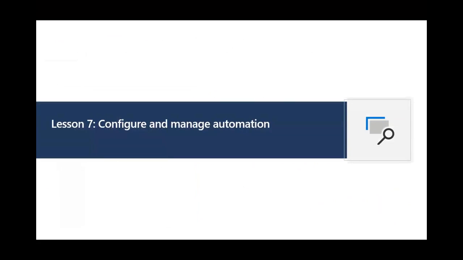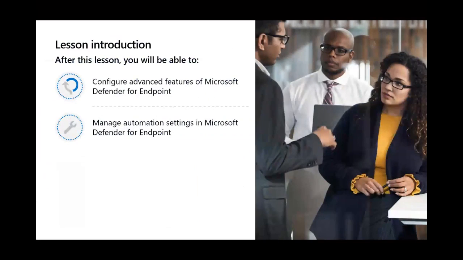I think this would be the final one for this module, and the other topics you are going to take as your homework. Lesson 7 is to configure and manage automation. There are two topics in this: configure advanced features of Microsoft Defender for Endpoint, and manage automation settings in Microsoft Defender for Endpoint also.